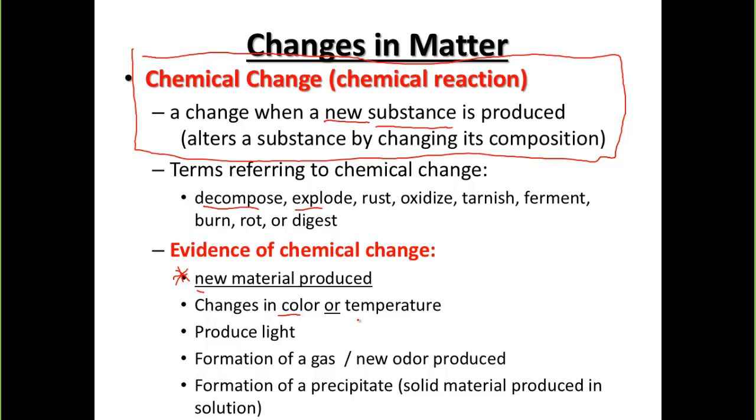If we see a change in color or temperature, that would be a sign of a chemical change. Production of light would be a sign of chemical change. Formation of a gas or a new odor, so if it smells differently, not still smells, but differently. Or formation of a precipitate. A precipitate we're going to see a lot later on this year: a solid material produced in solution. So when two things are mixed together, a solid would be formed at the bottom of the beaker when the chemical reaction took place. So physical change, chemical change.